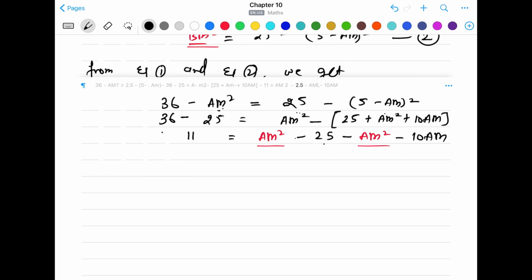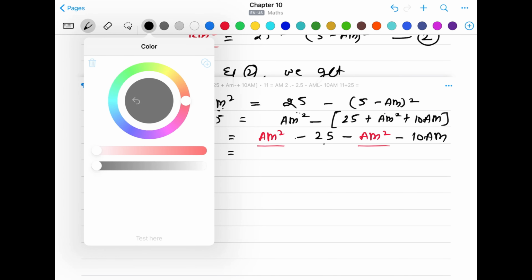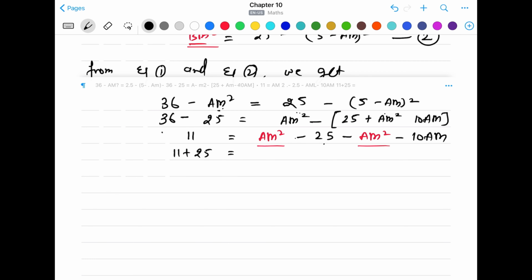So what we are left with, this minus 25 again shifted to the other side will be 11 plus 25. Okay, so we get what we are left with here with only this. This will be minus here, and when we open the sign this will be plus, because we have the minus sign here, (2a minus b) whole square. So this is a square plus b square minus 2ab. So after opening the bracket this will be changed to plus.